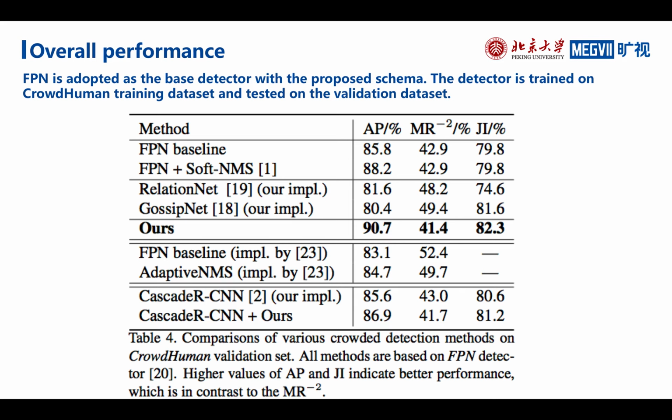Next we will demonstrate the efficacy of the proposed method. FPN is adopted as the base detector with the proposed method. The model is trained on the CrowdHuman training dataset and tested on the validation dataset. mAP, mMR as well as mJI are utilized as evaluation metrics. Higher values of mAP and mJI indicate better performance, which is in contrast to mMR.